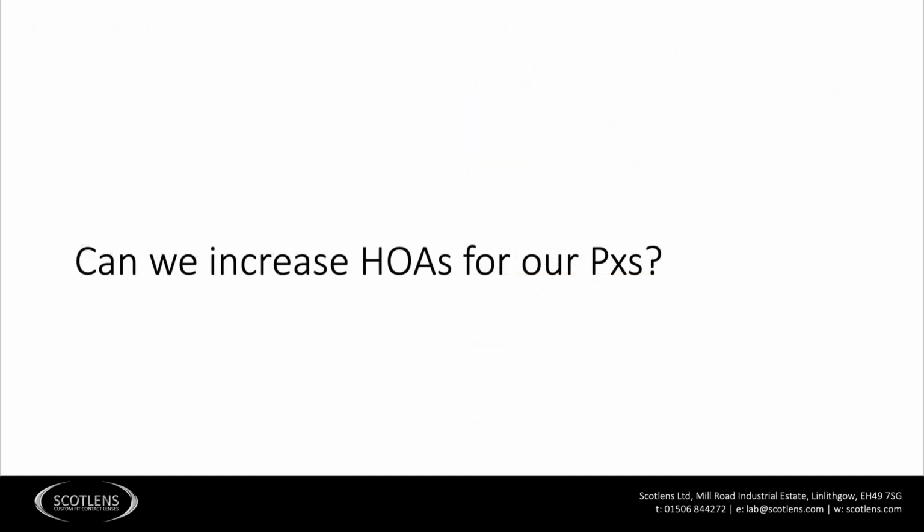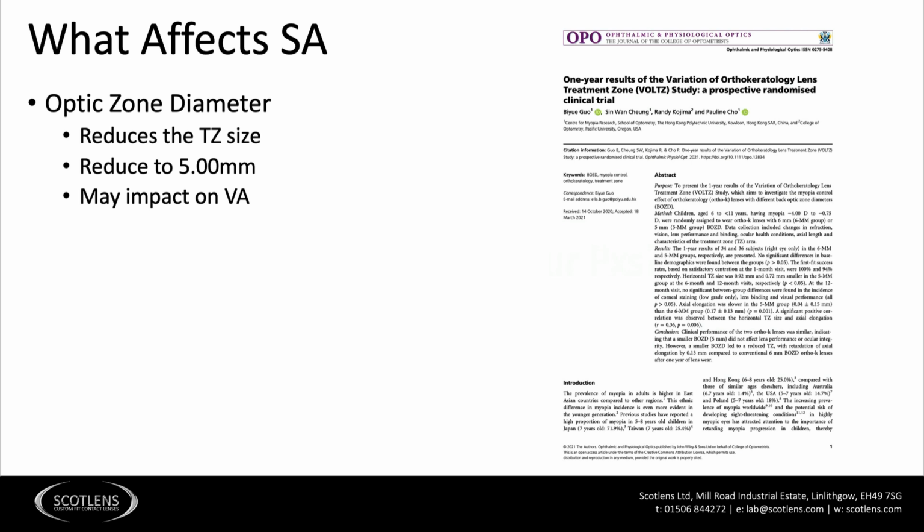So can we tailor this to our patients? The good news is yes, we can. So how do we do it? There are three effects. The first one is, as we saw from the VOLT study, the optic zone diameter. This has a direct correlation to the treatment zone size, so we can make the treatment zone smaller with patients. We often can't make it bigger, for example if we've got a high prescription, which we'll talk about in a second.